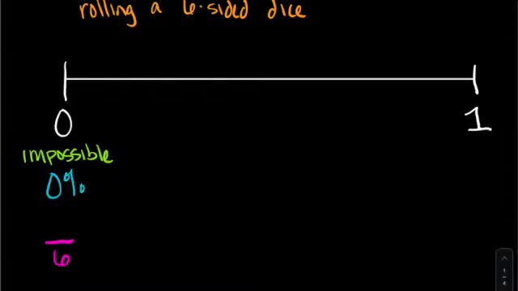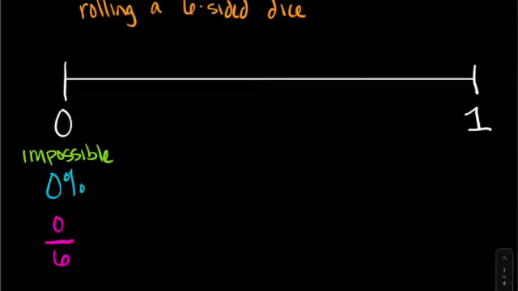In this 6-sided dice, it is impossible for me to roll a 7. I have 0 opportunities on that 6-sided dice to roll the number 7. There's a 0% chance of that happening. It is impossible.